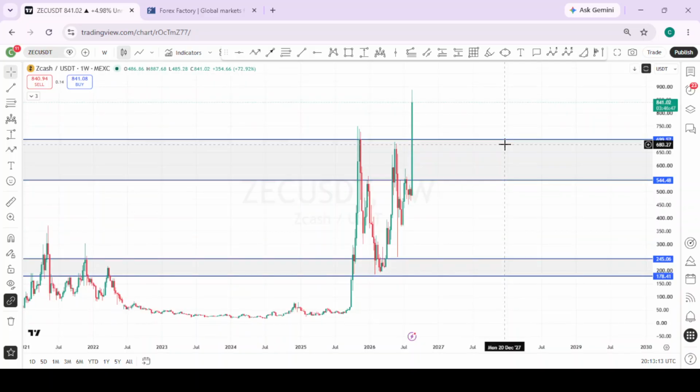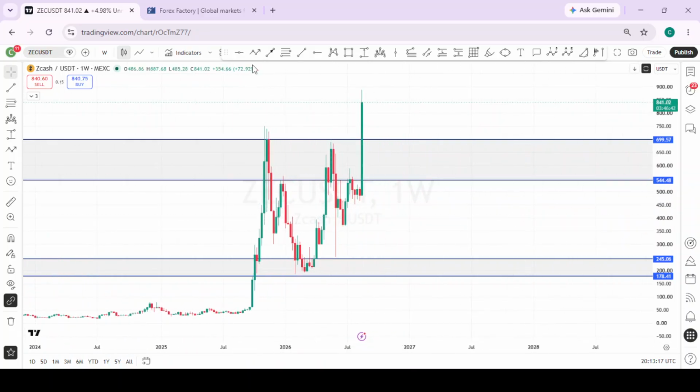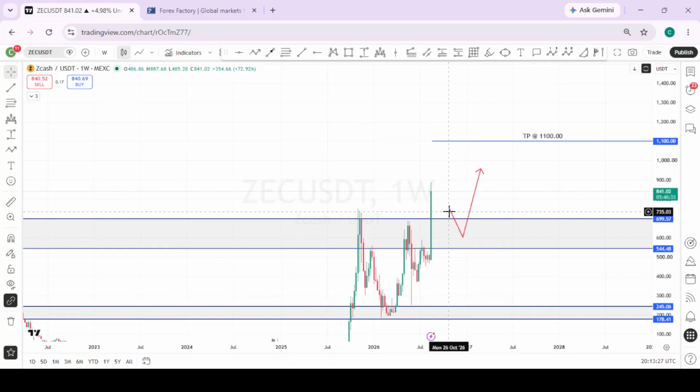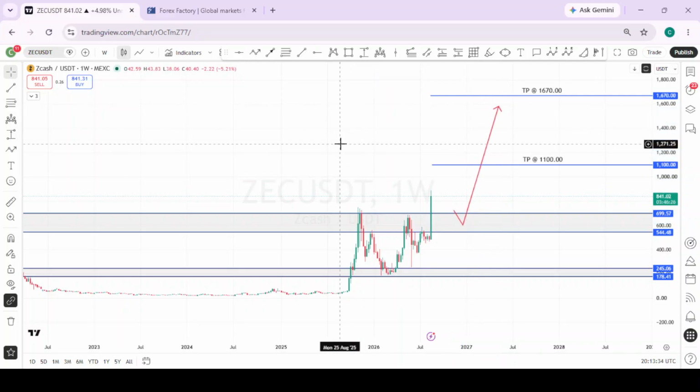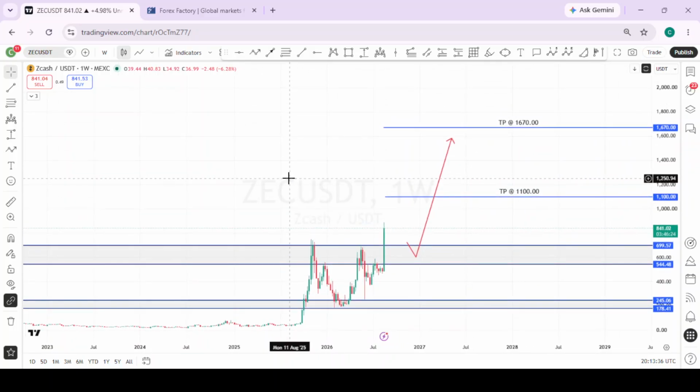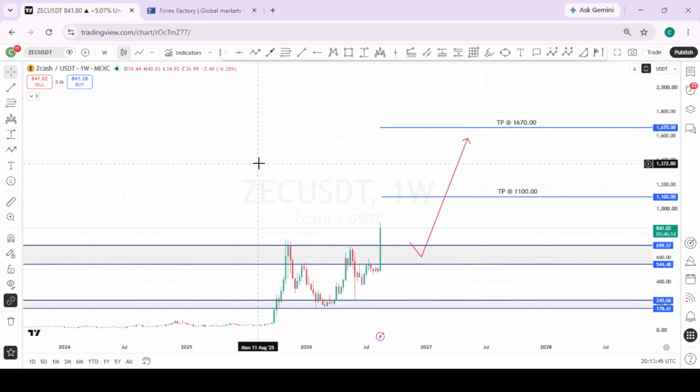This is Zcash, and Zcash is also very bullish now. Going into next week or the weeks ahead, we are looking forward to a possible pullback into this area of interest, and we look forward to a buy continuation to the upside. And these are the various TPs we have for Zcash: 1,100 and then 1,670, and price may most likely cross these price points above.